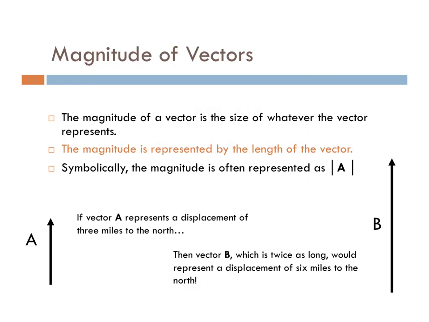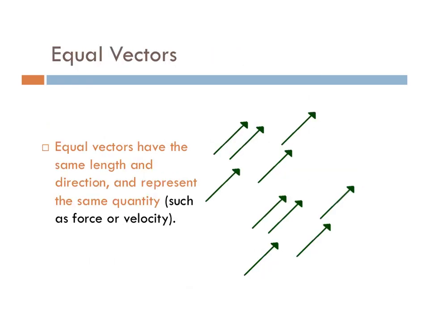This is going to become more important when we start talking about forces. So if I have a vector that is a certain length, if I draw it twice as long, I'm implying that it is twice the magnitude. And by the same reasoning, if I have several vectors and they're all of the same length, then I also imply that they all have the same magnitude. And if they're all pointing in the same direction, then they also all have the same angle.